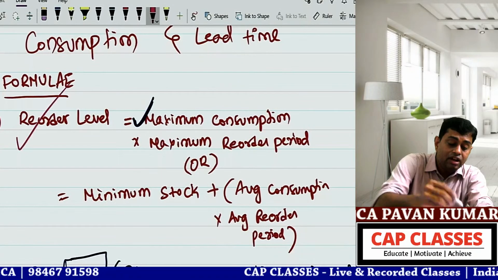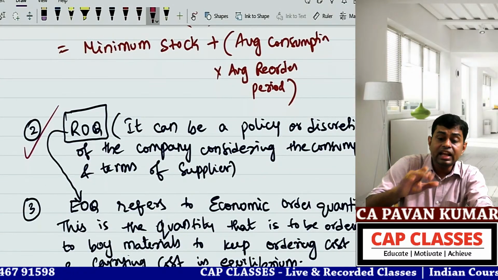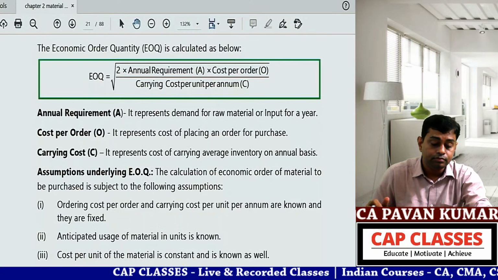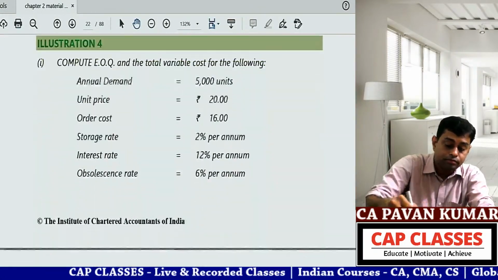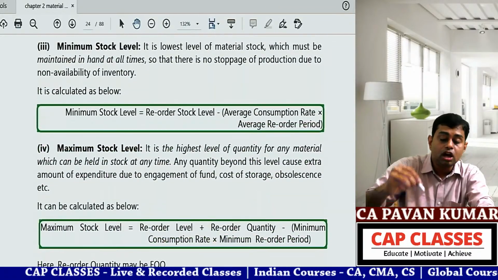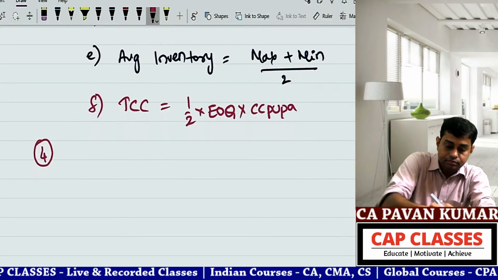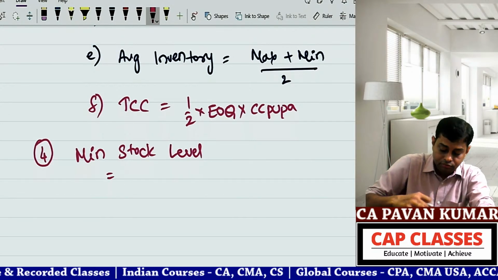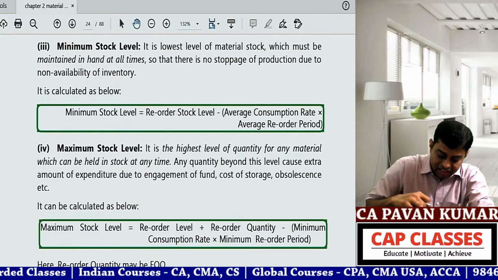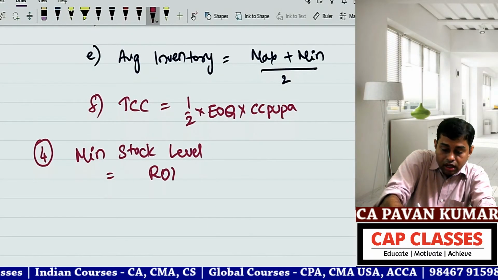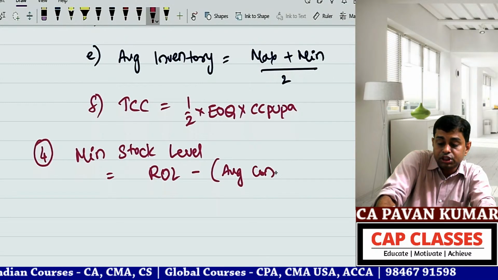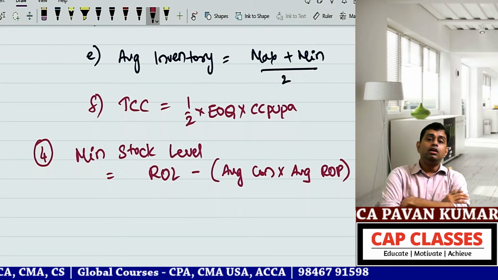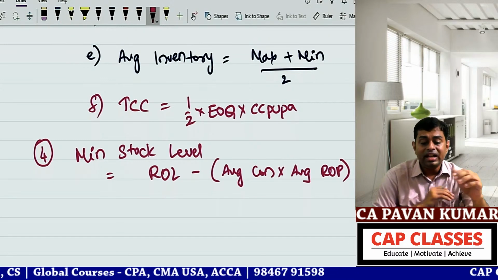So one reorder level formula we have discussed, 2 reorder quantity, 3 economic order quantity. These formulas we have discussed. Now 4, after EOQ: minimum stock level. Minimum stock level is equal to reorder level minus average consumption into average reorder period or average delivery time.